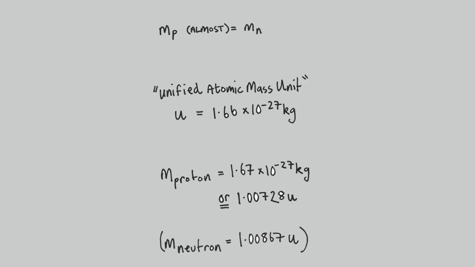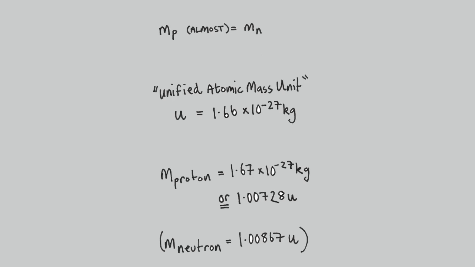So if we look at the mass of a proton, in kilograms it is 1.67 times 10 to the minus 27. Or, a little more simply, it's 1.00728 U. Now that's a number you don't have to remember. That number is going to be given to you in any question, whenever you need it. And comparing with that, you can see that the mass of the neutron is slightly more. The mass of the neutron is 1.00867 atomic mass units.